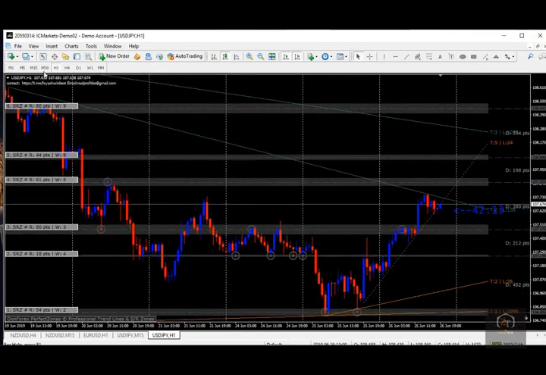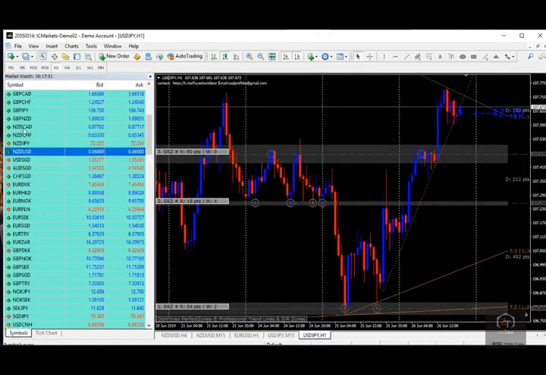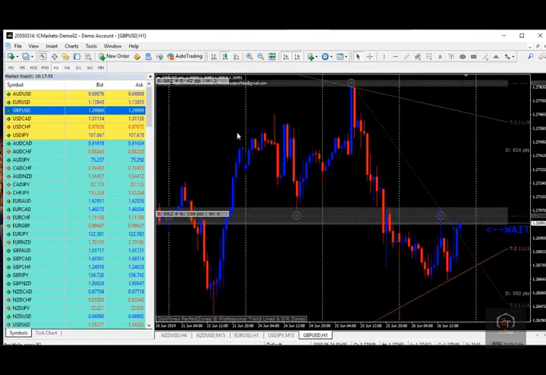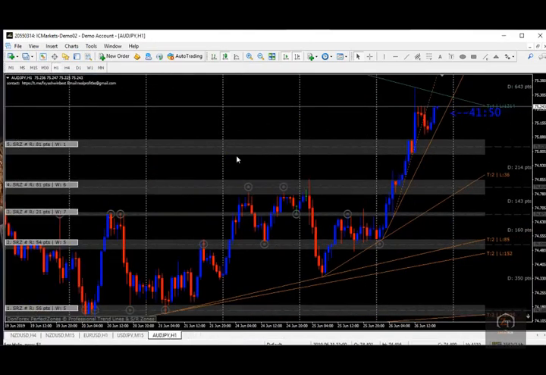Okay, now as you can see, I'm using USD JPY. I think I have to change to another pair. Let me look for another pair and see what happens here. And I'm using a 1 hour time frame to show you guys what I'm talking about.